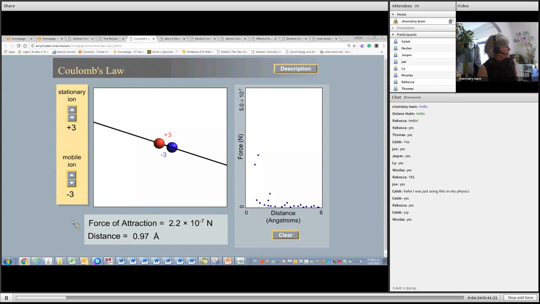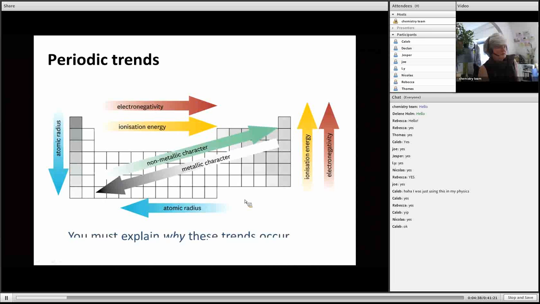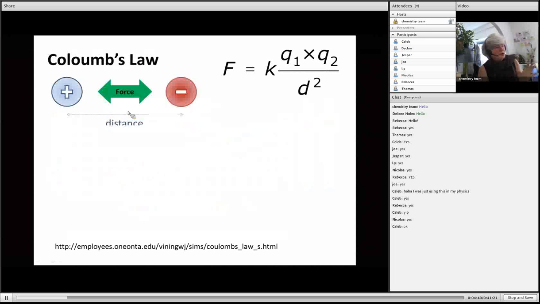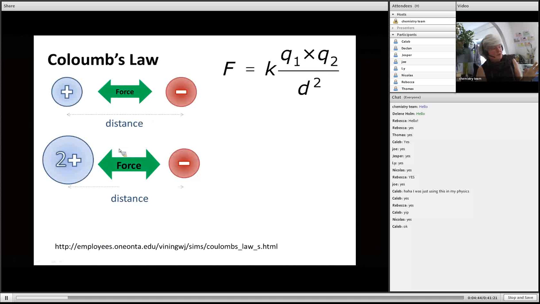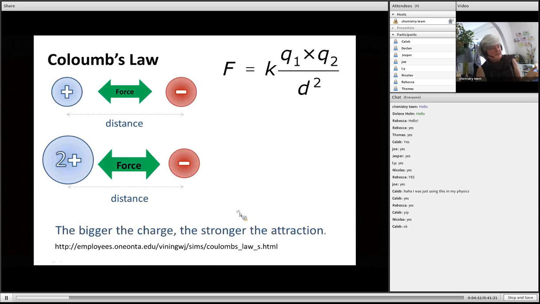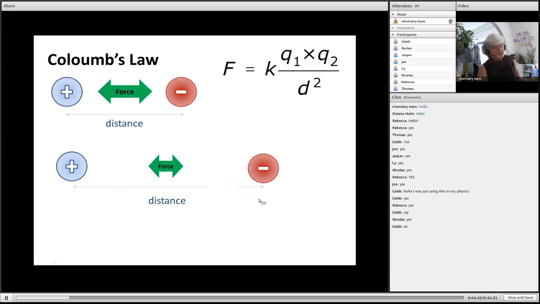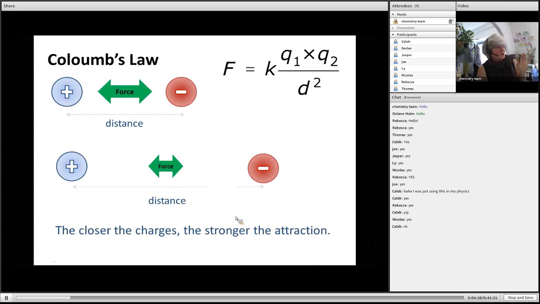And that is what you want to talk about in your explanations. So going back to here, what we really want there is that when we're comparing distance, here it's charge, so the bigger the charge, the bigger the force, okay? And the other one is the further the distance, the smaller the attraction.